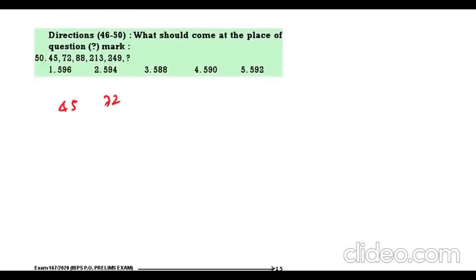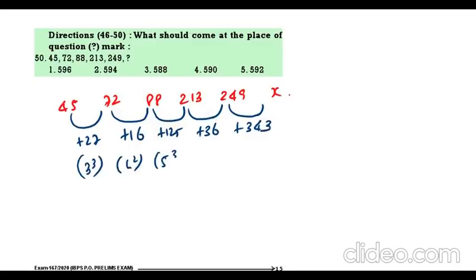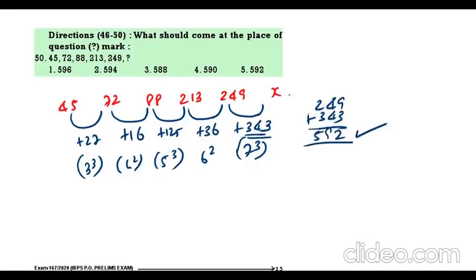45, 72, 88, 213, 249, question mark. See the gap. 27 is the gap. Next 16 is the gap. Next this is 125 is the gap. Next 36 is the gap. Next 343 should be the gap. So the series is 3 cube, 4 square, 5 cube, 6 square. Now 7 cube is 343. So what is 249 plus 343? That is 592. Option 5. Next.